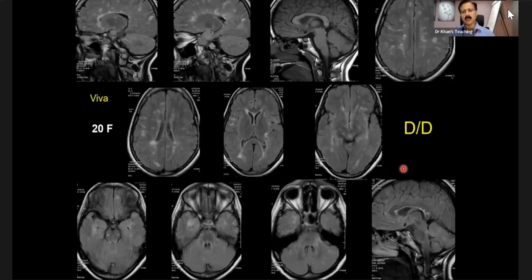So, recommend... please continue. And recommend post-contrast imaging to see if there's any enhancement of these lesions as well.